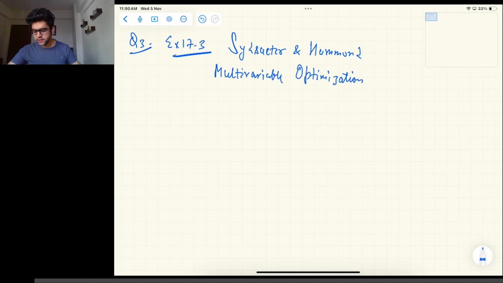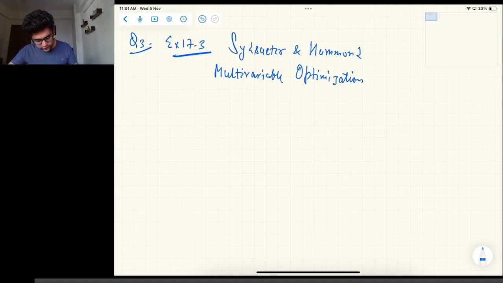Question 3 says: let the domain of the function h be the set of all (x, y) satisfying both x lying between 1 and 2, and y lying between 0 and x minus 1. Let h(x, y) = x squared y (x minus y minus 1). Prove that h has global extreme points and find them.